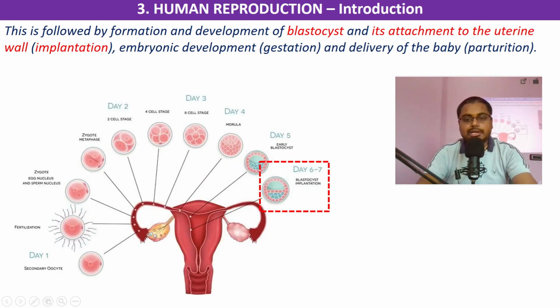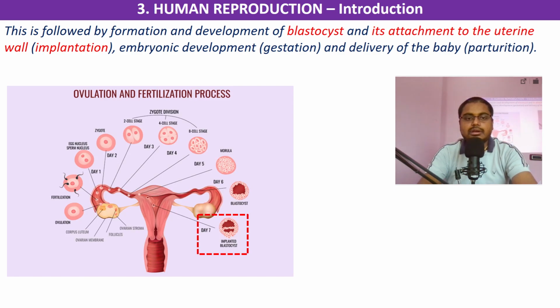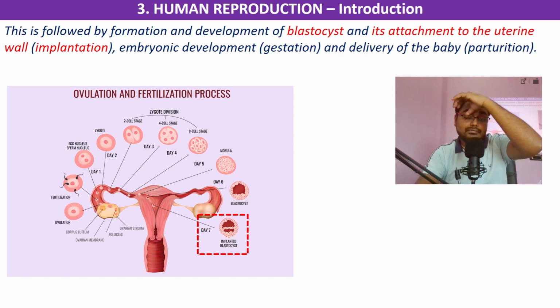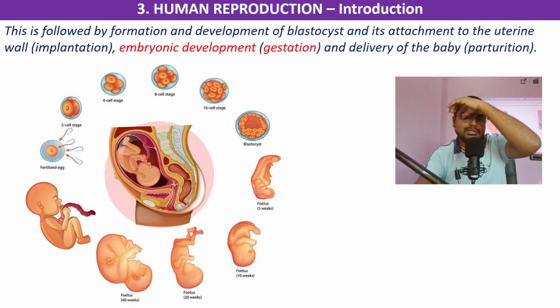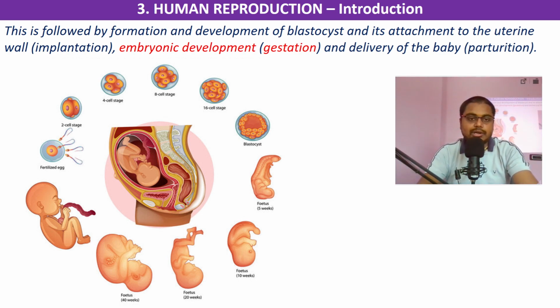ठीक है, यहाँ पे दिख रहा है. तो implantation basically it happens almost 6 to 7 days after fertilization. ठीक है, 7 days after, that is implantation. And then after the implantation, what happens is, then there is embryonic development, which is known as gestation, or in ordinary terms it is known as pregnancy.